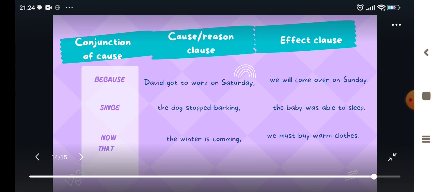Since the dog stopped barking, the baby was able to sleep. The same, a cause and effect result. Now that the winter is coming, we must buy warm clothes. In this case, the same. We have a cause and effect.